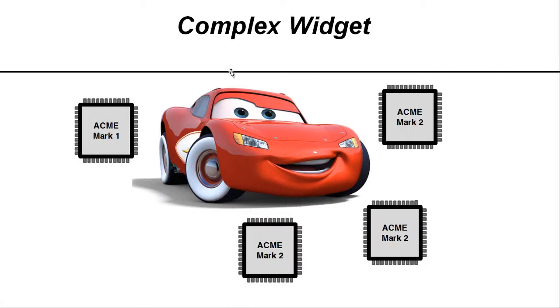So let's say we have our Acme Mark I, and we have a bunch of Acme Mark II processors. The Mark I might be a really fancy processor. So what would that do? Let's draw him in here. He might be the engine control unit. He's controlling all of the timing of the fuel injectors, watching the brake systems.